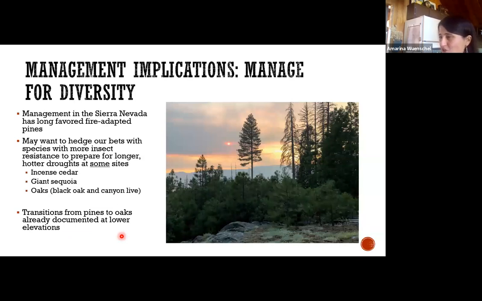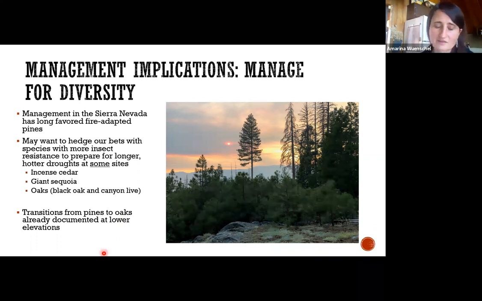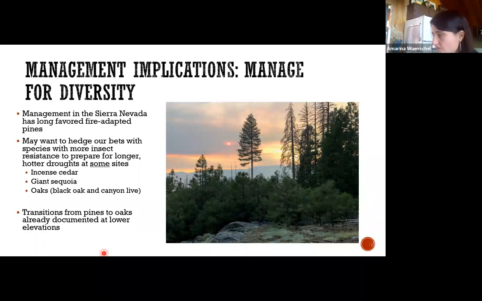I wanted to talk a little bit about managing for diversity. We tend to always favor fire adapted pines in our management, but given how poorly they fared in the drought, we think it might be prudent to think about managing for a more diverse mix, including cedar, which did pretty well, giant sequoia, which of course mostly tend to grow in groves, but they do quite well when we plant them, and oaks. And also, we're already seeing transitions from pines to oaks at the lower elevations within our forests, and this was definitely sped up during the drought. And so we're not sure we recommend a lot of investment in planting pines at those lower elevations.